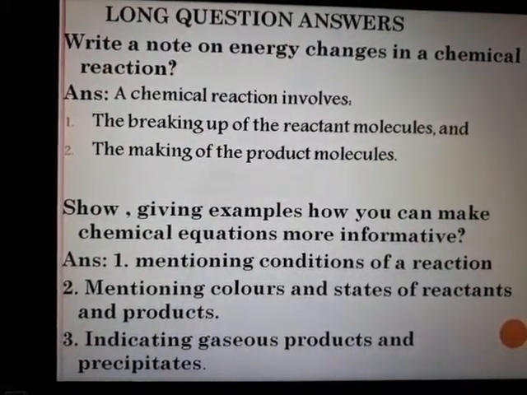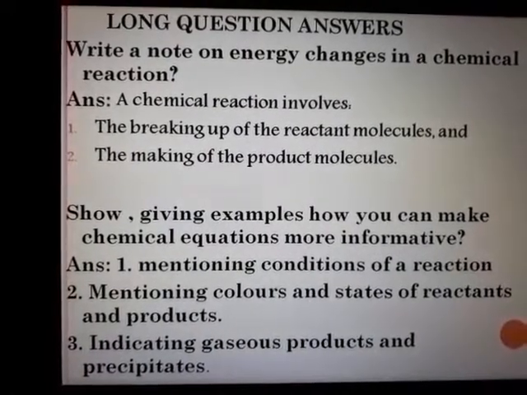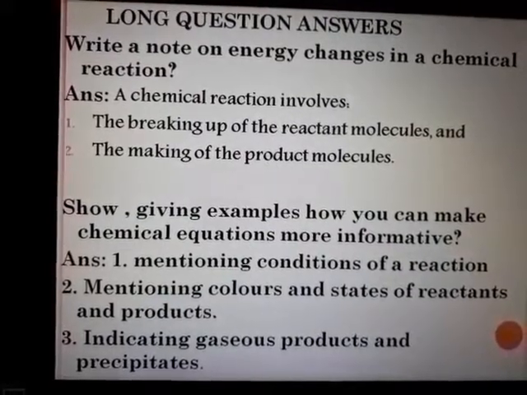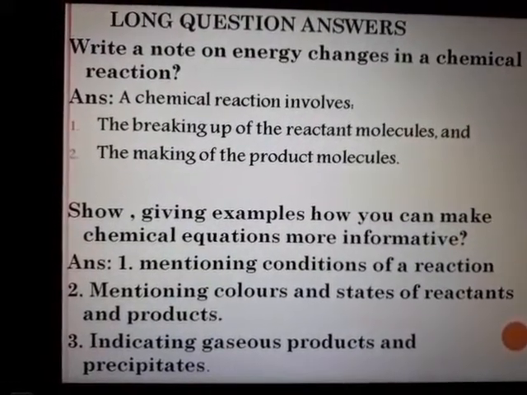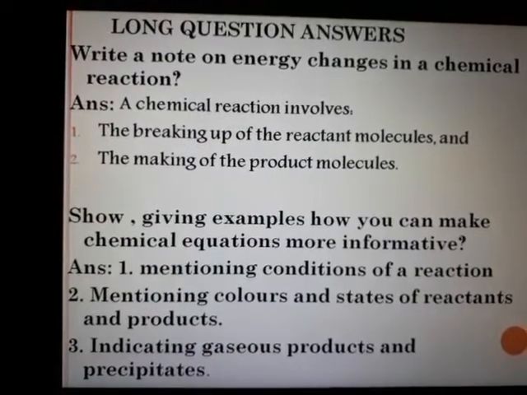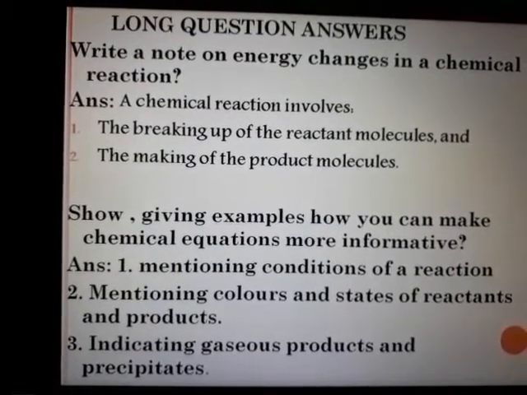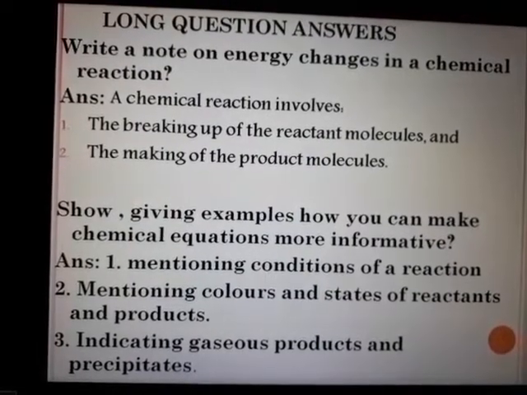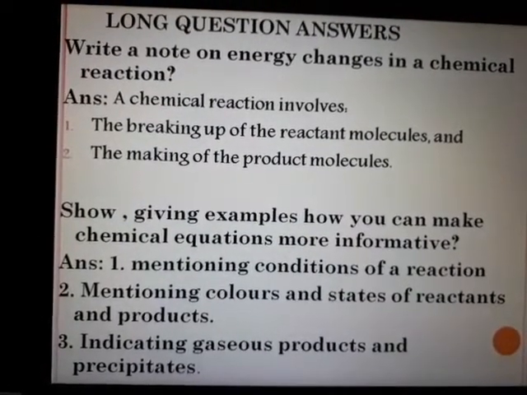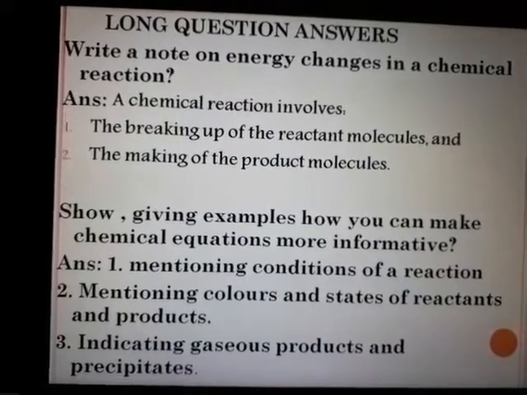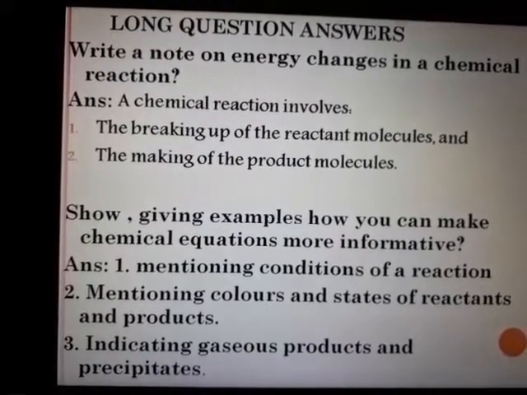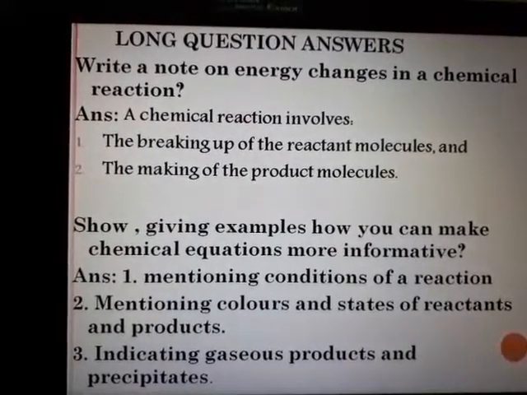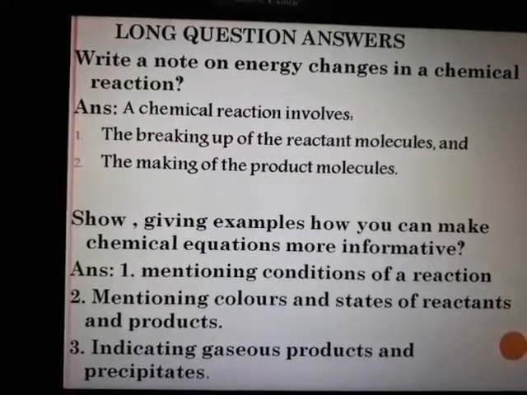Colors, the reactants may have different colors as well as the products. Our last is indicating gaseous products and precipitates. Many reactions form substances that are precipitates or gaseous products. For a gaseous product we use the upward arrow and for a precipitate we use a downward arrow. This is the most important information given by a chemical equation.